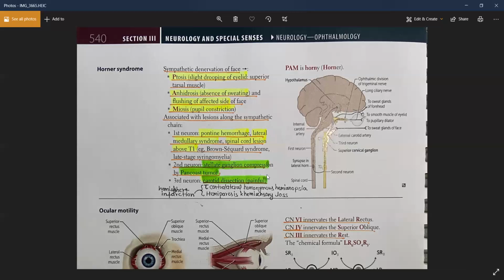Okay, you will have an acute blood loss, you will have a shock, a hemorrhagic shock, which is very much painful.